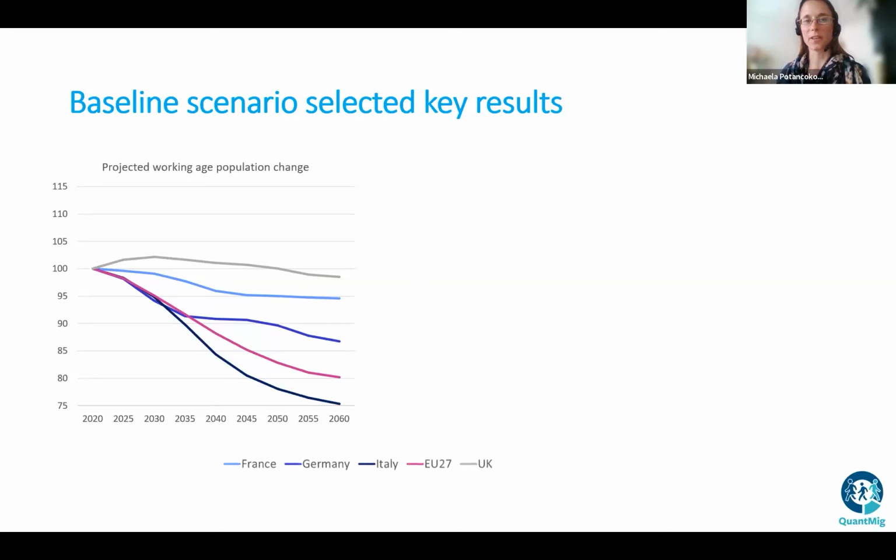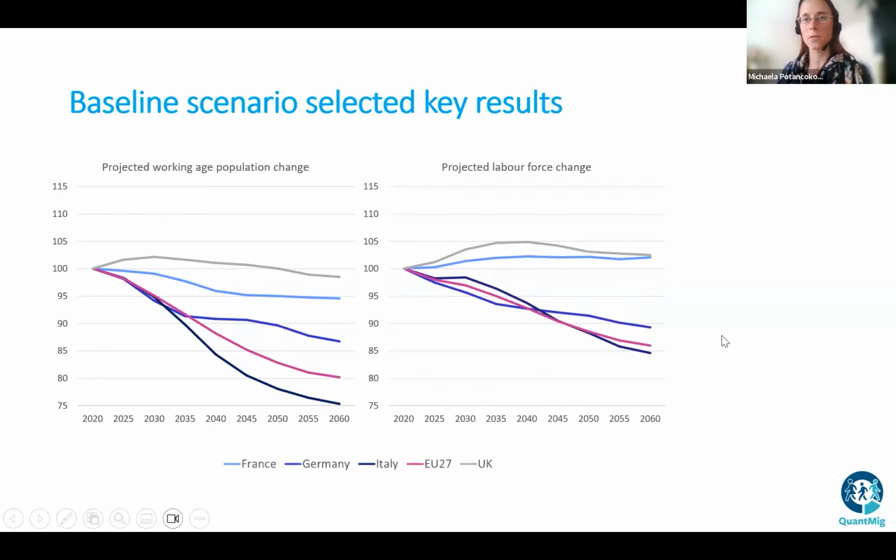But of course, working age population is not labor force, and this is what concerns policymakers more. So when we account for the trends for all these differentials in labor force participation rates, and also for the cohort trend, because we know that female labor force participation is increasing, and younger women are more prone to participate in the labor market than, let's say, the generation of their mothers.